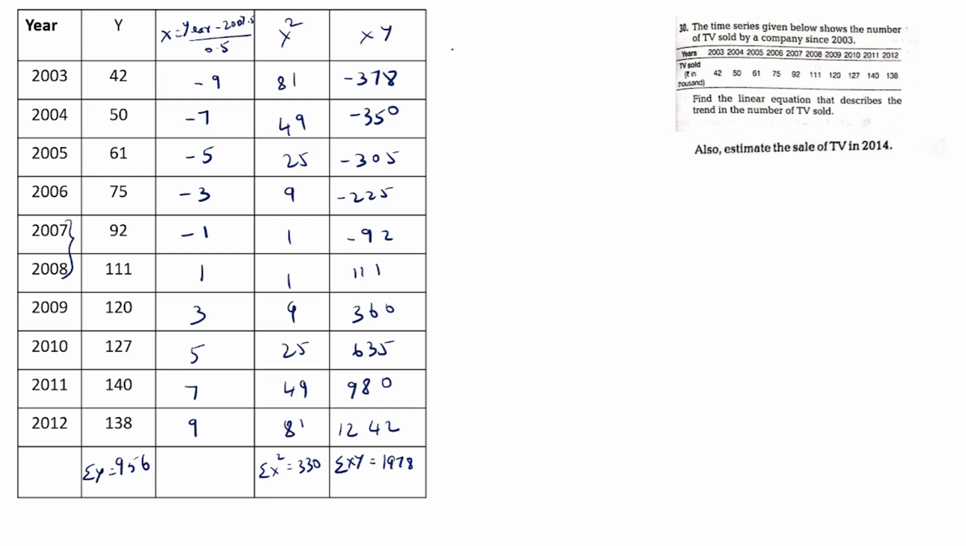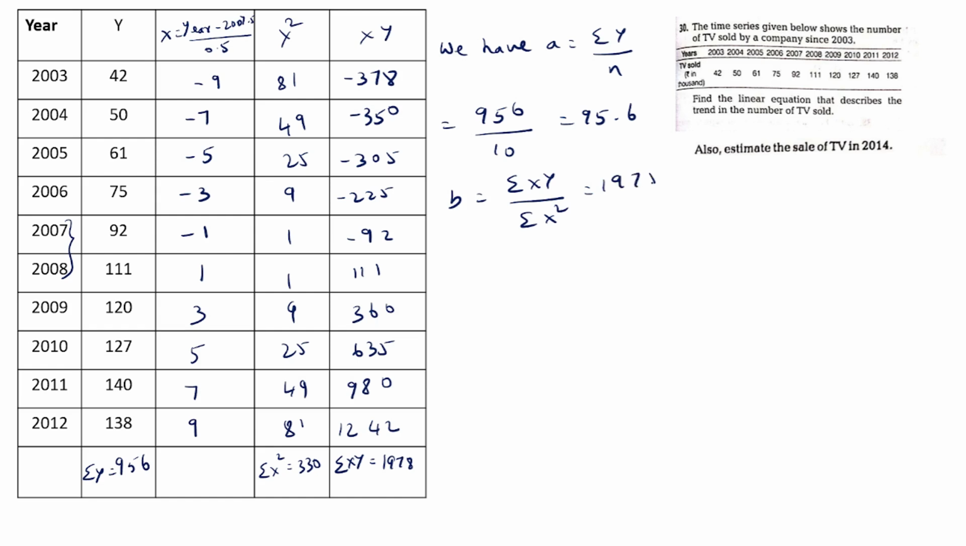Now let us find a, b and the equation of trend line. We have a equal to summation y by n, so it is 956 upon 10, which is 95.6. And then we have b as summation xy upon summation x square, so it is 1978 upon 330. This is approximately equal to 5.99.